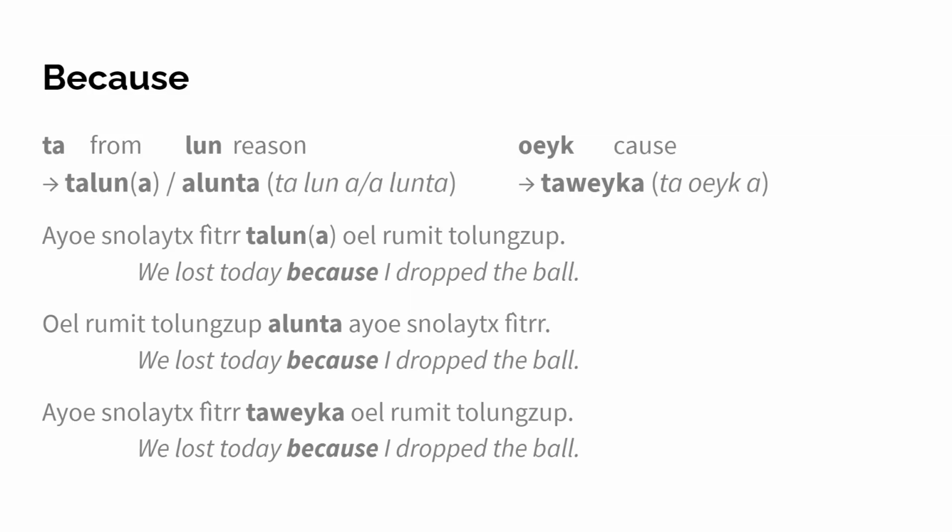And of course we can do the same but with taweyka. So we can say ayoes no light fitr taweyka when rumi tulung soup. We lost today because I dropped the ball. Again, for taweyka we don't have the other way around. So we don't have something like awekta. We only have taweyka. So this one we cannot switch around.